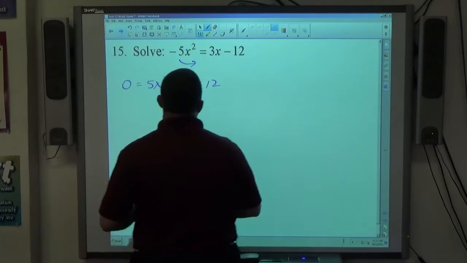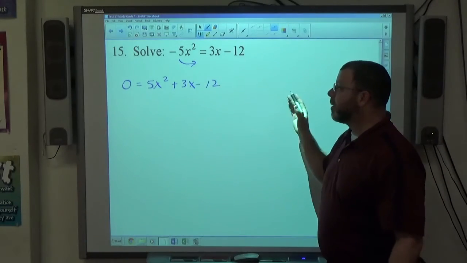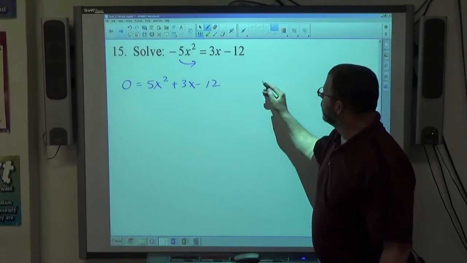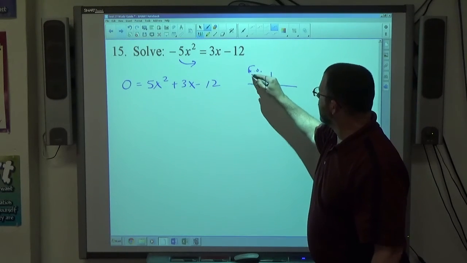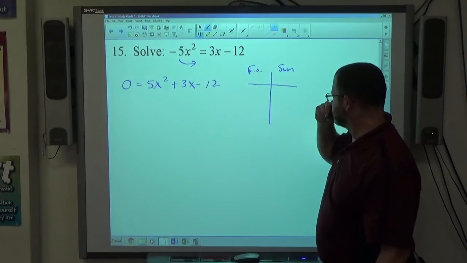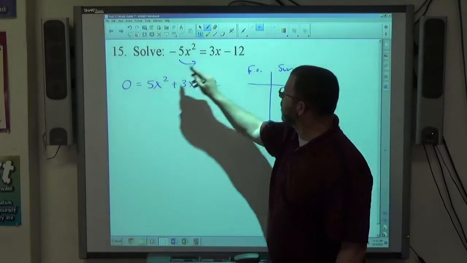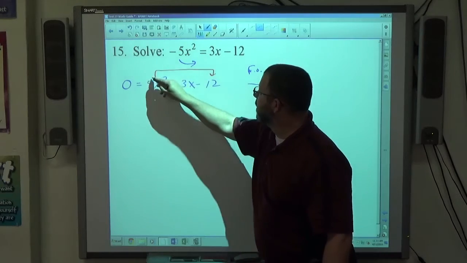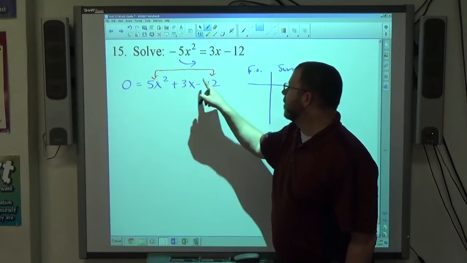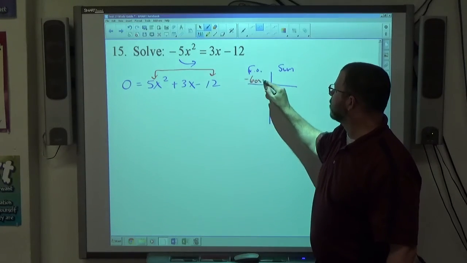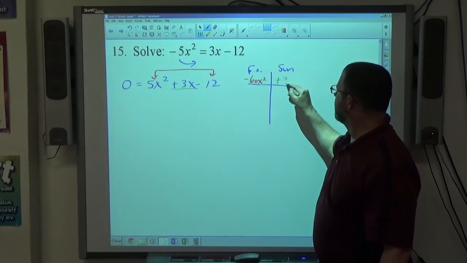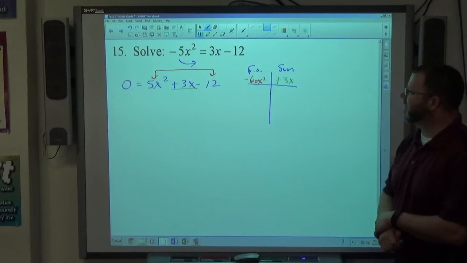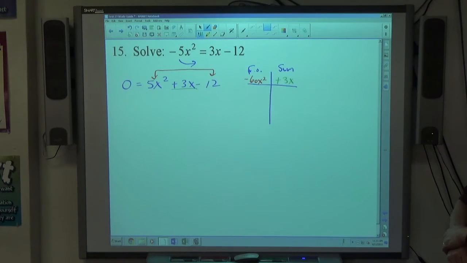All right. If I don't want to use the quadratic formula though, if I want to look to possibly factor this thing, I'm going to get a factors of something and a sum of factors to be something. Okay. For factors of, I'm going to multiply these two things together, signs included. So 5x squared times negative 12 is negative 60x squared. And I want the sum of that to be 3x. So two numbers multiply to make 60, then add to make 3.